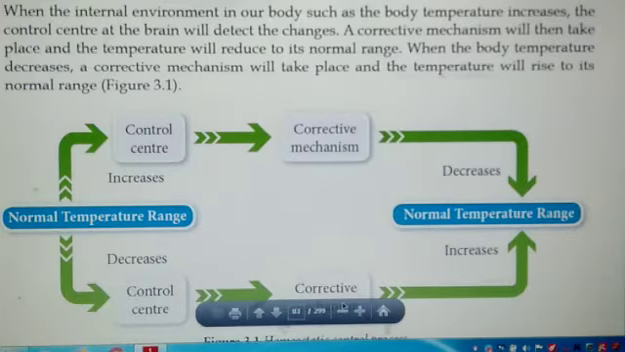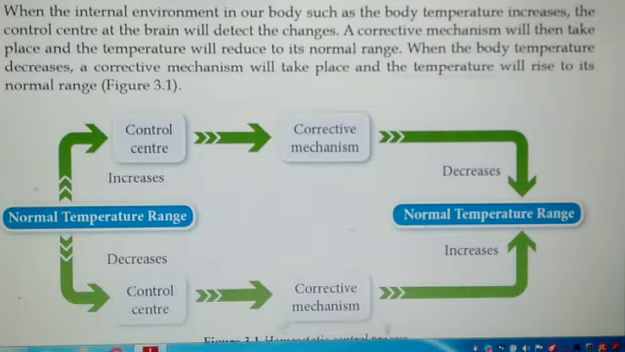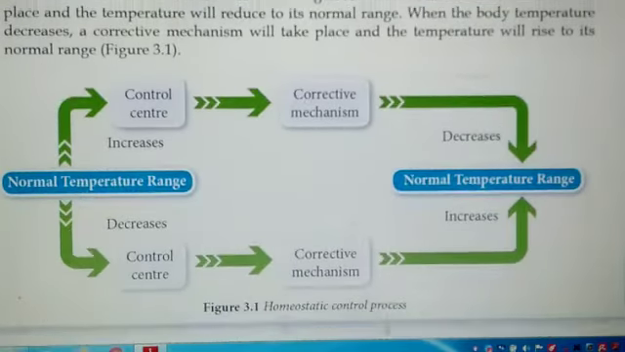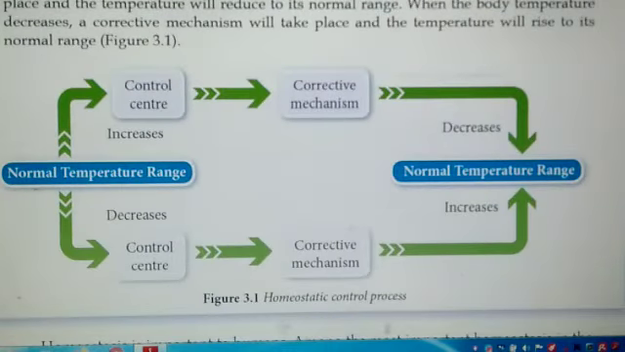And the same thing, when our body temperature decreases, a corrective mechanism will take place and the temperature will rise to its normal range. So this is the general explanation about what happens when something is not in the range of our normal condition in our internal body.